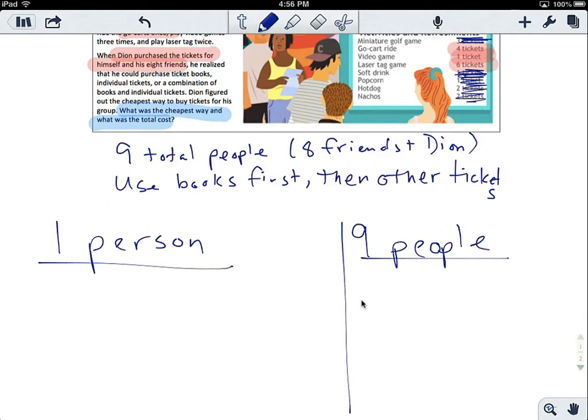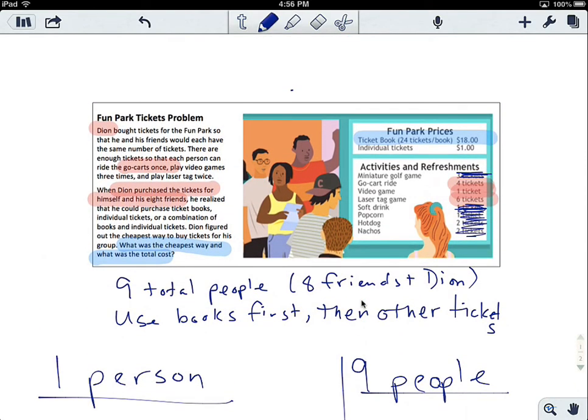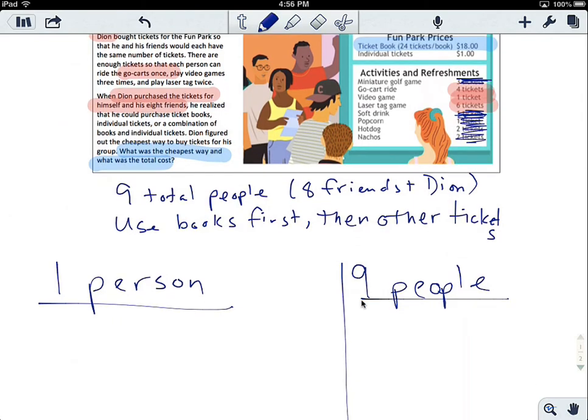We need to figure out what one person's going to cost ticket-wise. So we need to think about the different things that person's going to do. So they're going to go on the go-karts once. So maybe we can write go-karts.